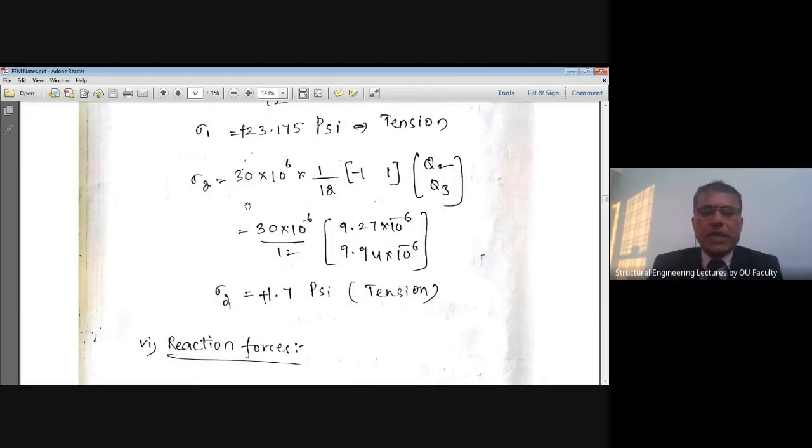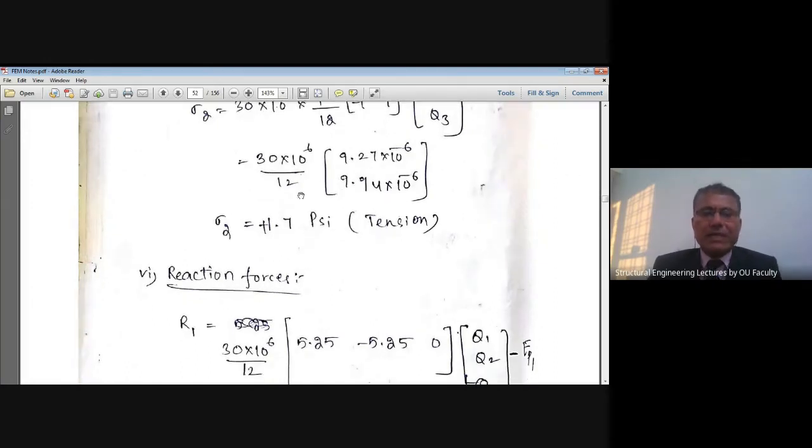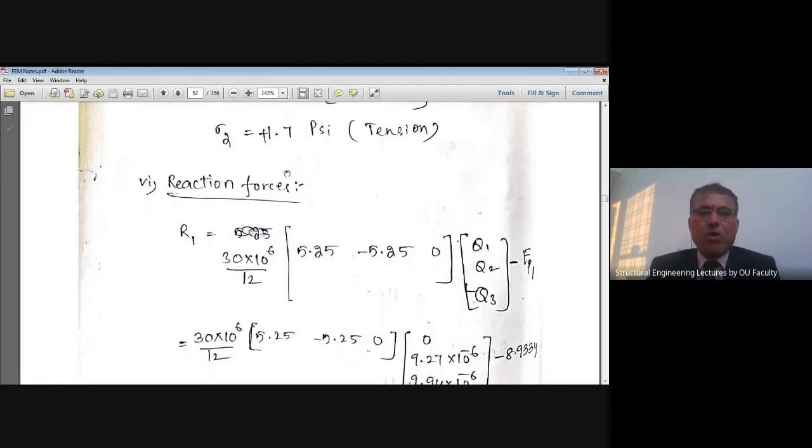Similarly, you will do the same for the second element also. E multiplied by B, 1 by 12. B is nothing but 1 by LE minus 1 1, and small q is related from the element connectivity table as Q2, Q3, between these global degrees of freedom. We already know Q2 is 9.27 10 to the power minus 6, and Q3 is 9.94 10 to the power minus 6. Multiplying that with the constant outside, I'll get the stress in the second element as plus 1.7 pound per square inch.